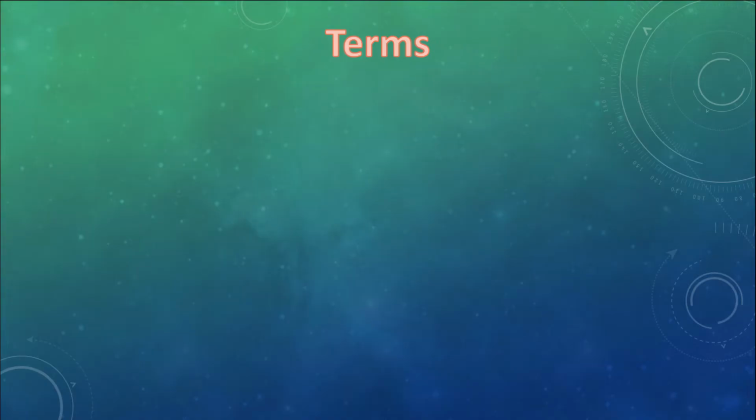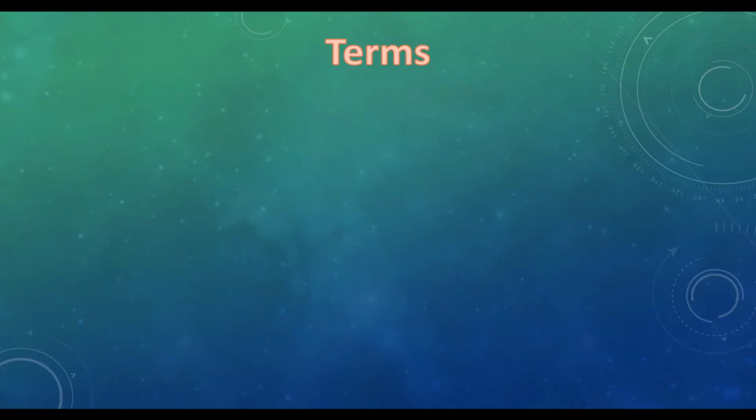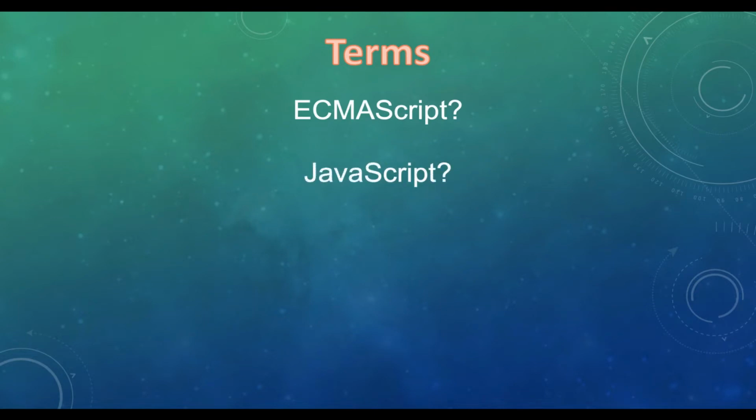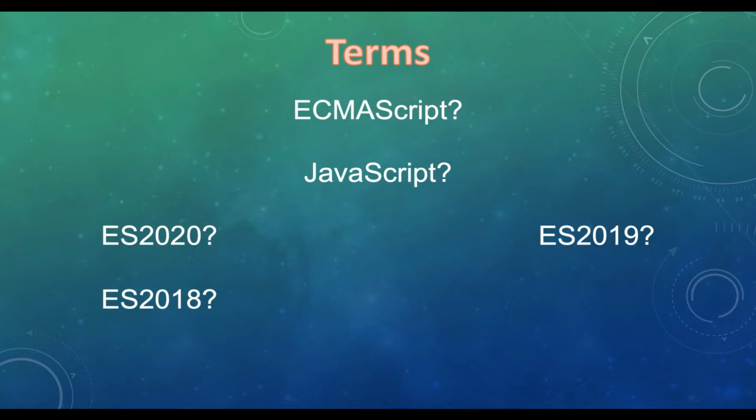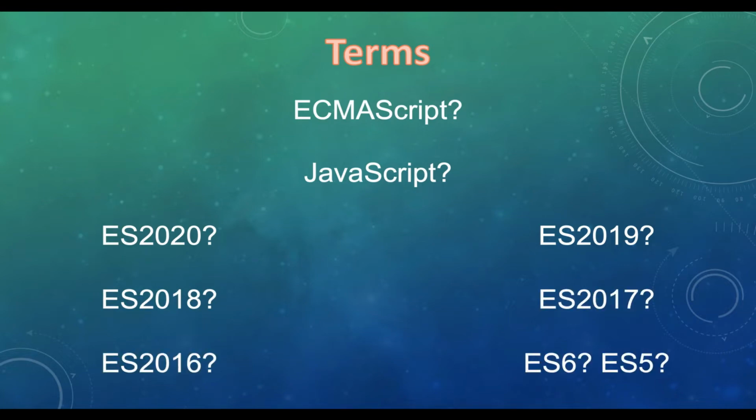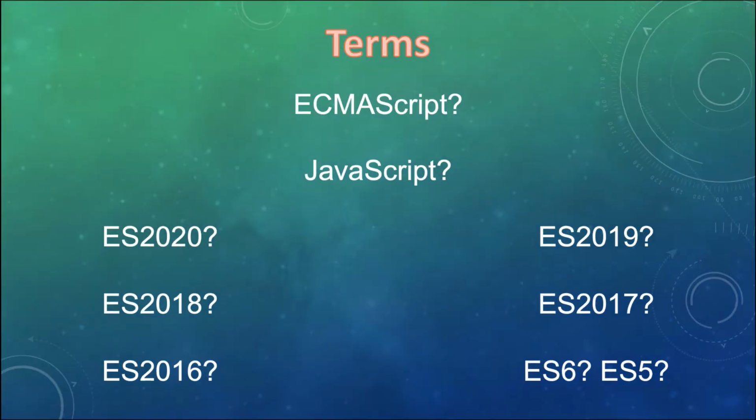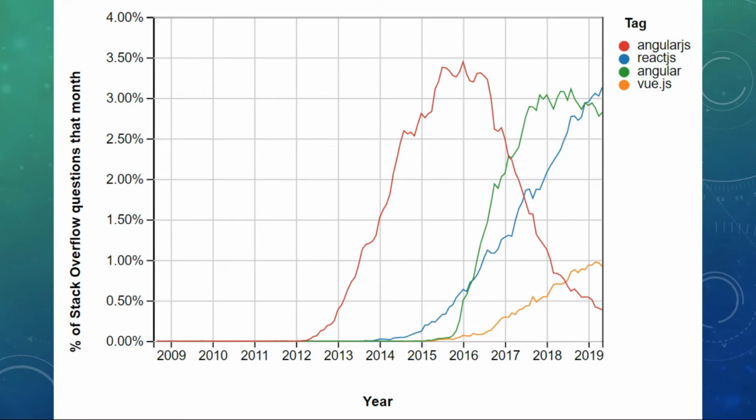If you are new to JavaScript, some of the terms in the course might confuse you a little bit, like ECMAScript, JavaScript, ES 2020, ES 2019, ES 2018, ES 2017, ES 2016, ES 2015, ES6, ES5, and so on. So in this video, I'll be explaining all these terms and their meanings. So let's begin. Like most programming languages, JavaScript continues to grow as more new features are added.